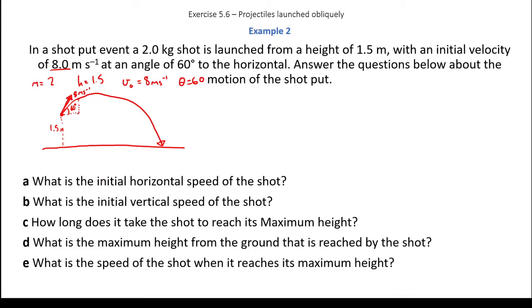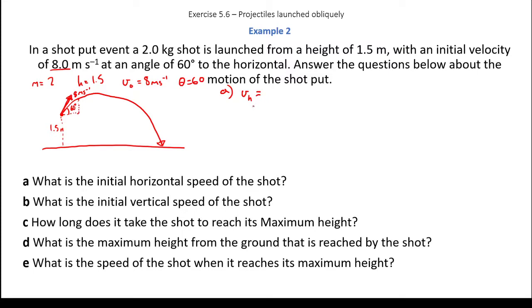Question A, what is the horizontal speed of the shot? Or it wants to know what is the horizontal component. So we need to find the horizontal velocity.